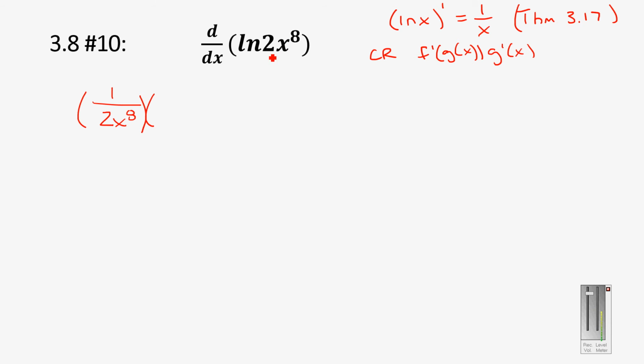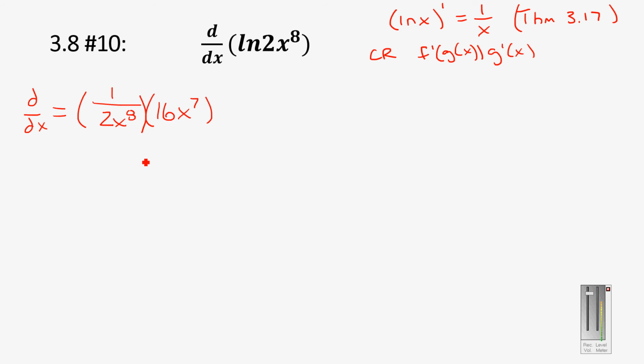Well, g prime of x is just the derivative of this stuff here, 2x to the 8th. That's just a power rule. So 8 times 2 is 16x to the 7th. So that's going to be your derivative. I'll just call that d dx.